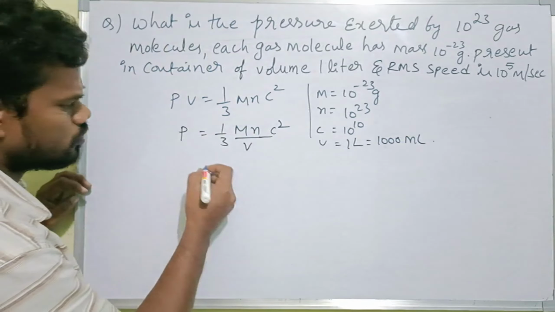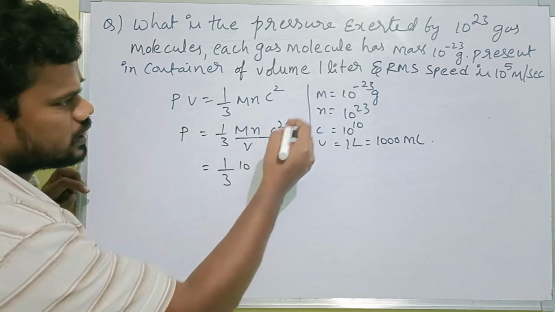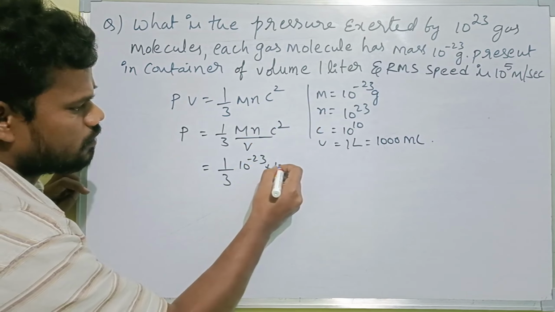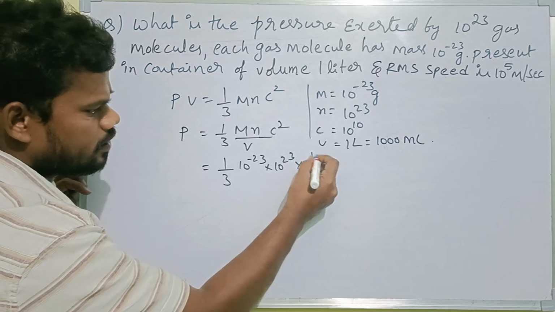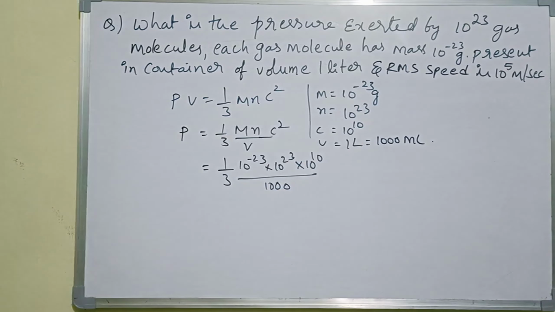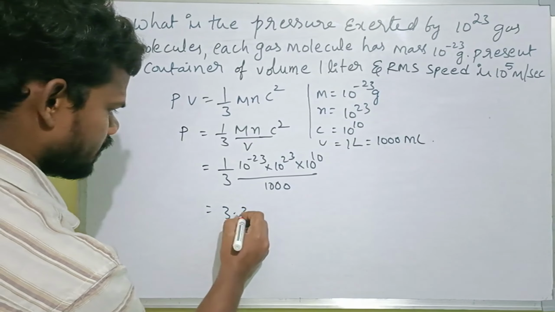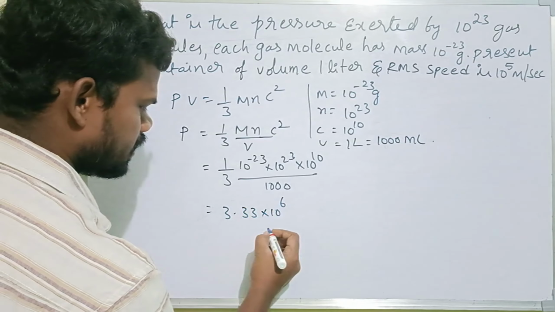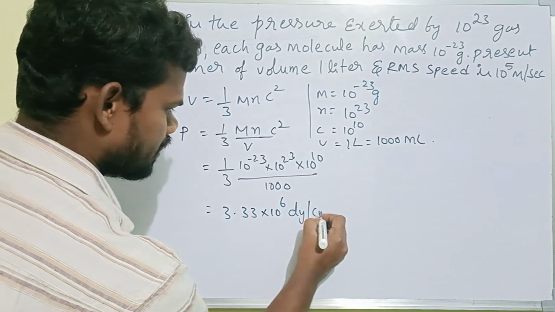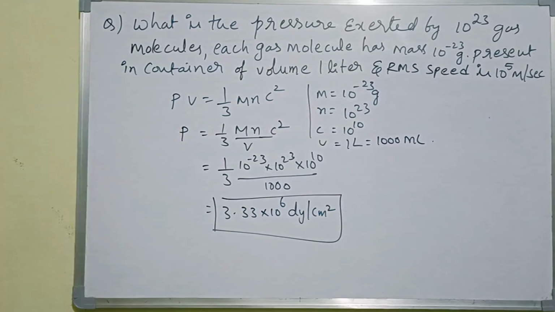So we can substitute all these values here: 1 by 3 into 10 power minus 23 into 10 power 23 into 10 power 10 by the volume, 1 liter, that is 1000 ml. If you calculate this, you will get the answer 3.33 into 10 power 6 dyne per centimeter square. So this is the first problem.